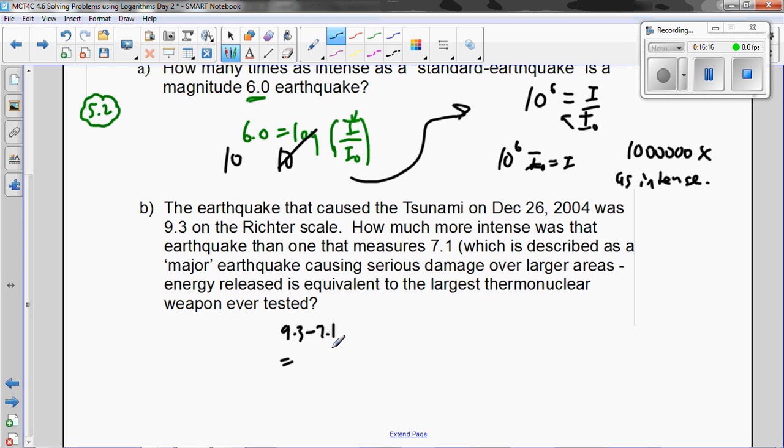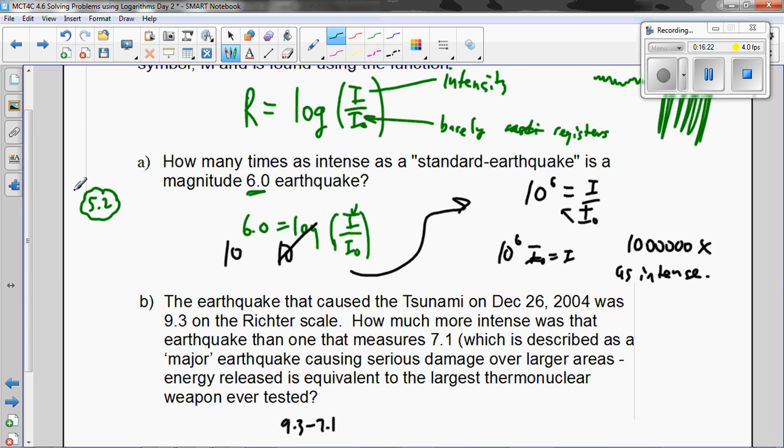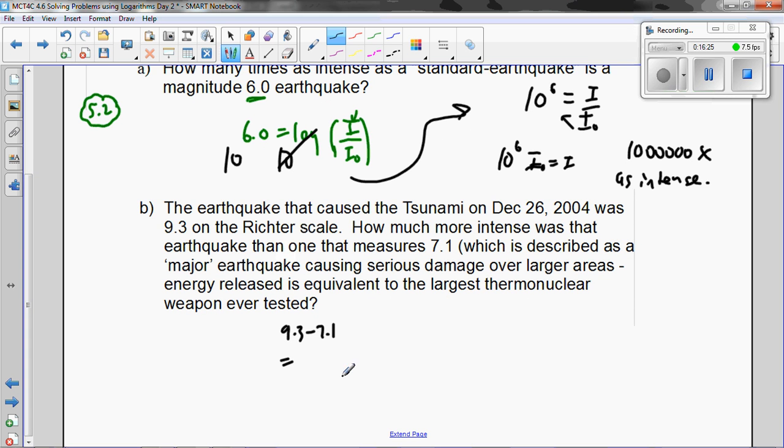Well, the Richter scale differences, and this one's different than the decibels because there's no 10, there's no deci Richter scale. It's just the difference in Richter scale is 2.2, so the intensity difference is 10 to the exponent 2.2, and I'm okay with you doing it that fast, and that's about 158. So that tsunami was 158 times as intense as the biggest bomb ever exploded. It is intense. I tell you, my spelling of the word intense is pretty intense.